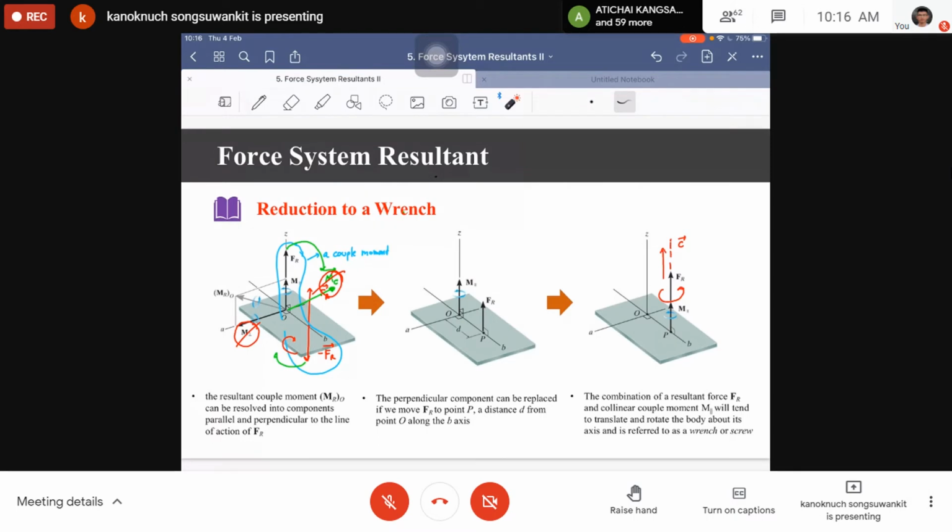Okay, if you're confused, you can ask me. I can explain again. It's like the method to get rid of one component of this couple moment.